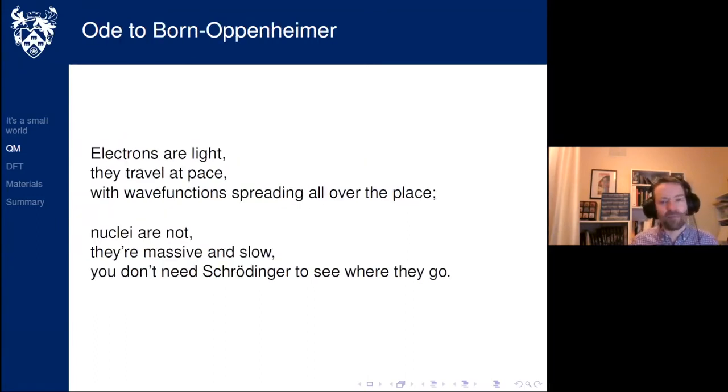Electrons are light. They travel at pace, with wave functions spreading all over the place. Nuclei are not. They're massive and slow. You don't need Schrödinger to see where they go. So there you are. That's my little ode to the Born-Oppenheimer approximation.